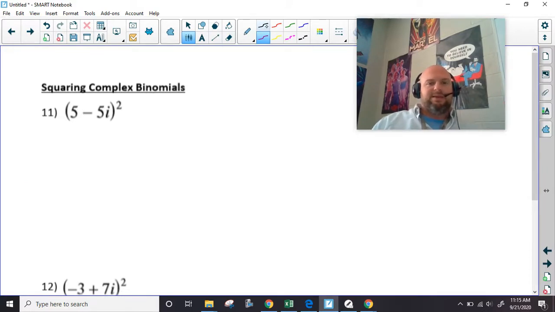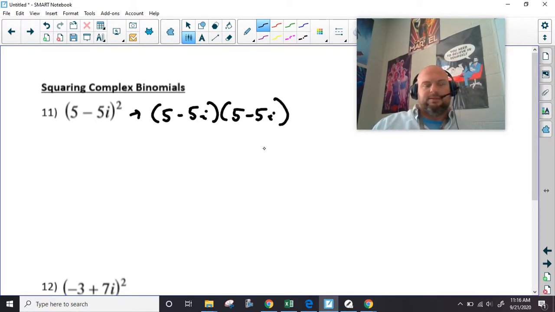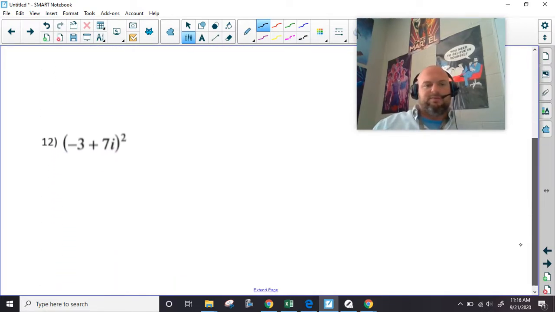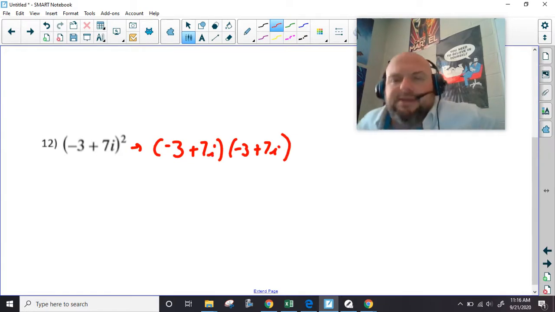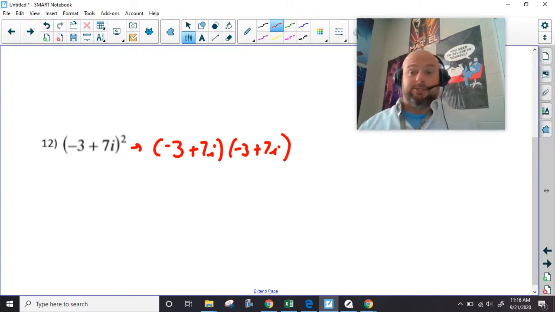Now, the big thing about this is, again, it's setting them up. Please understand that when you're squaring this, it actually means this whole thing times this whole thing. All right. And you can set those up and solve them. And again, with number 12, it's -3 plus 7i times -3 plus 7i. Okay. So that's the first step, is to set them up. I know it seems crazy to say, hey, this is a new thing. You know, it's not really a new thing. All right.